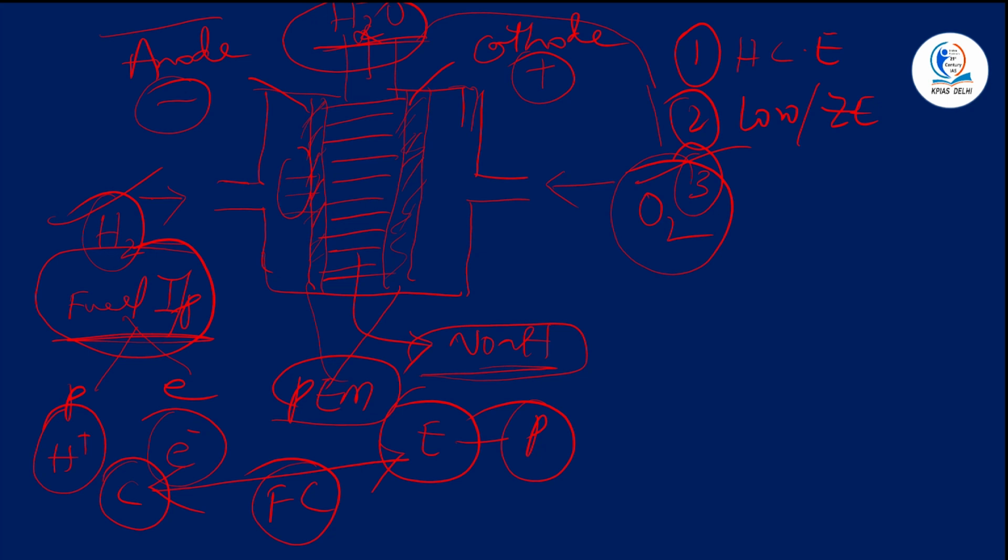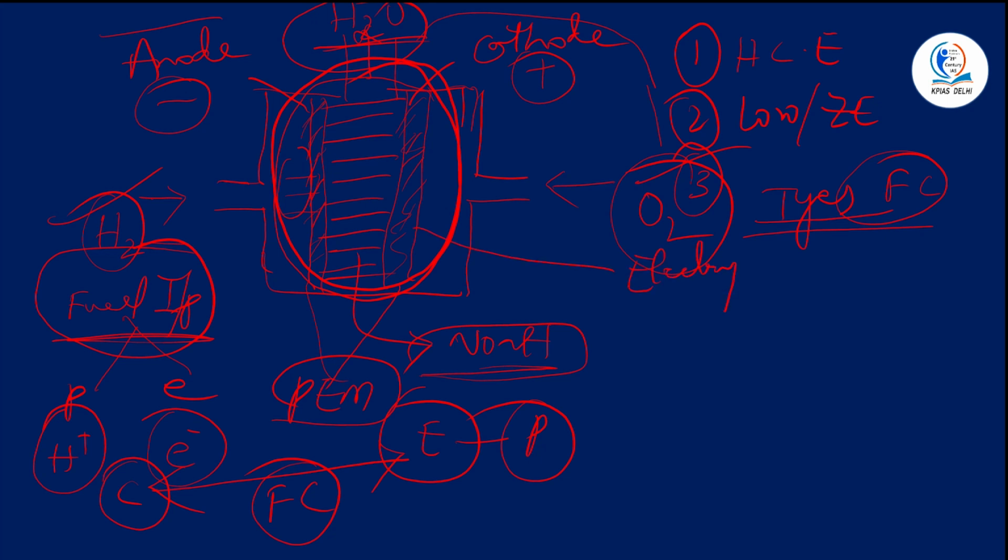So if you look at the types of fuel cells, how they are classified, as I told you, the types of fuel cells are classified based on the electrolyte that we are using. This is what is regarded as the electrolyte. Depending upon the electrolyte, you can differentiate different types of fuel cells. One such important fuel cell is the polymer electrolyte membrane fuel cell. This is the first important type of fuel cells.